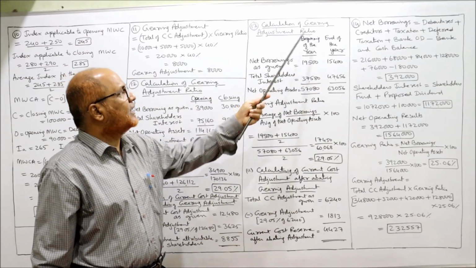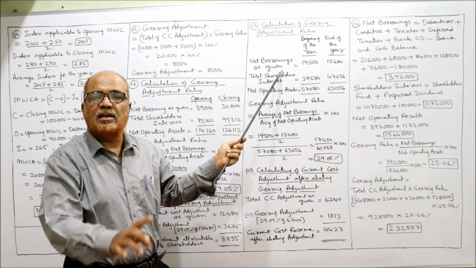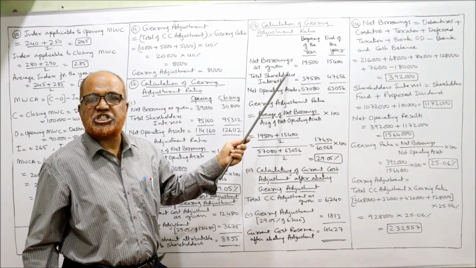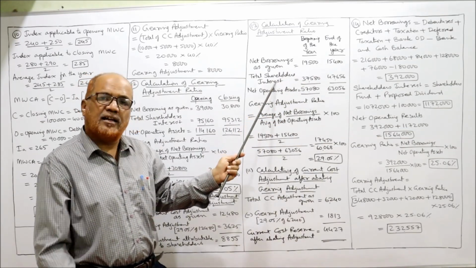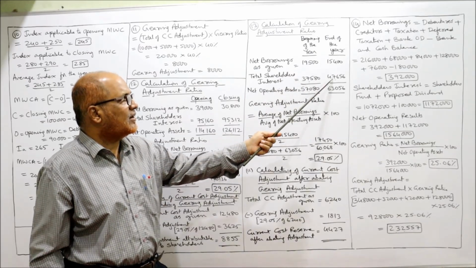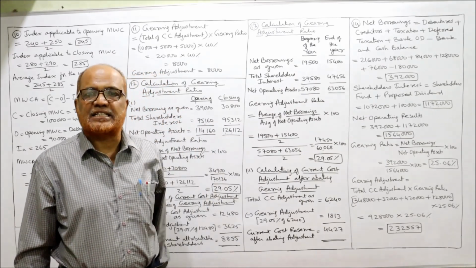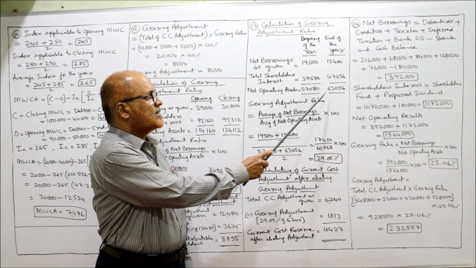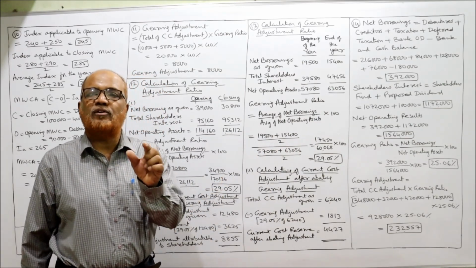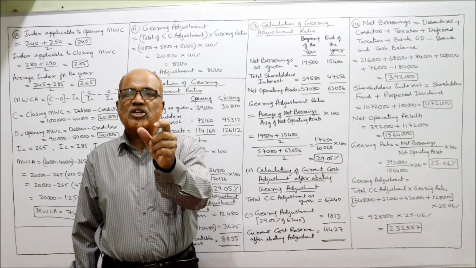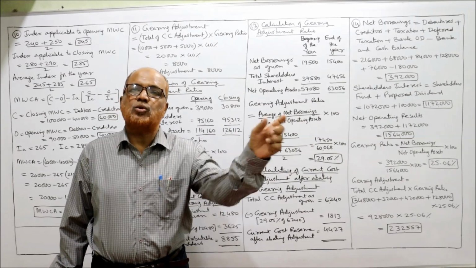The calculation of gearing adjustment ratio, beginning of the year and end of the year. Net borrowings are given in the problem after deducting cash: 19,500 and 15,400. Then shareholders' interest is also given in the problem, 37,580 and 47,656. Add up both, we get net operating assets: 57,080 and 63,056. Now we calculate the gearing adjustment ratio. Just now I told you the formula you have to remember: average net borrowings divided by average net operating assets into 100.